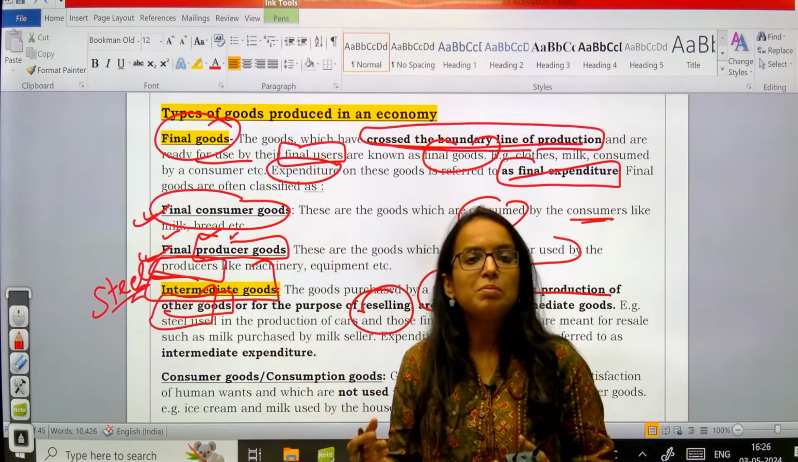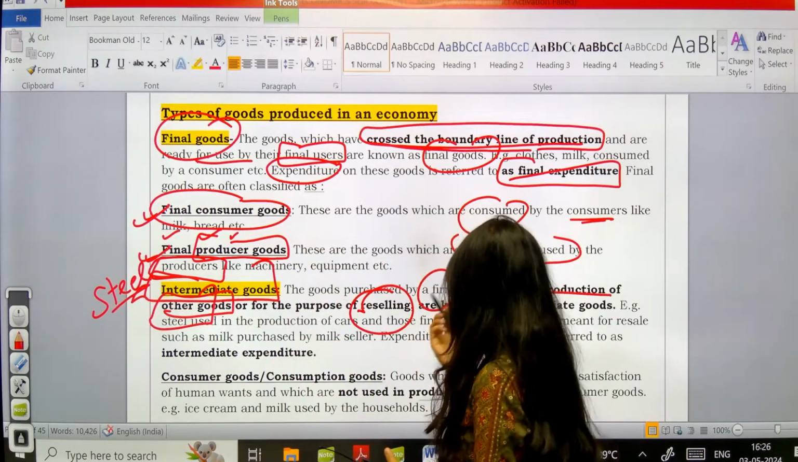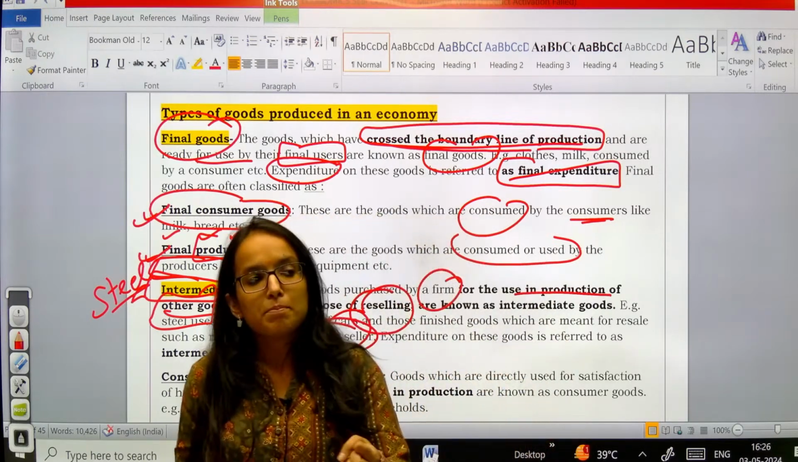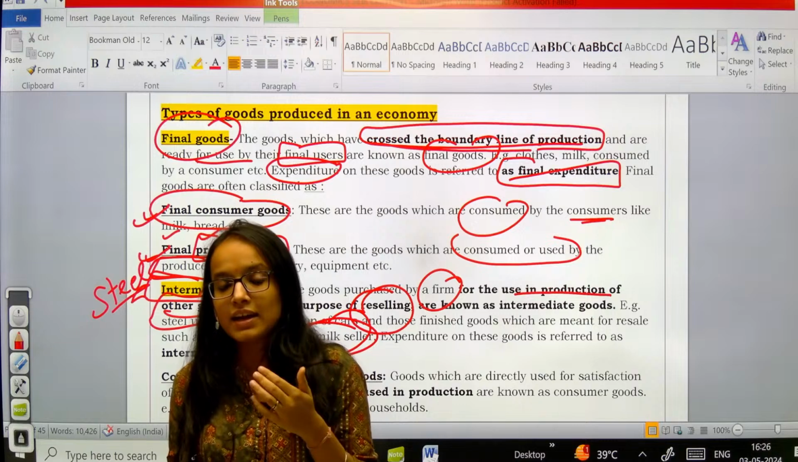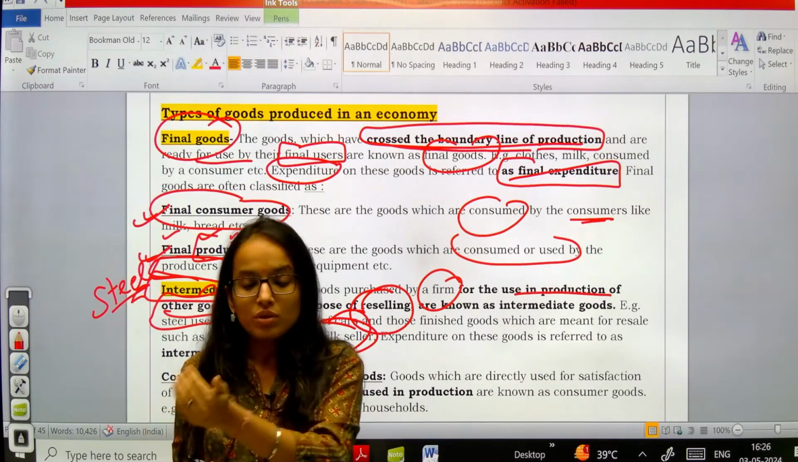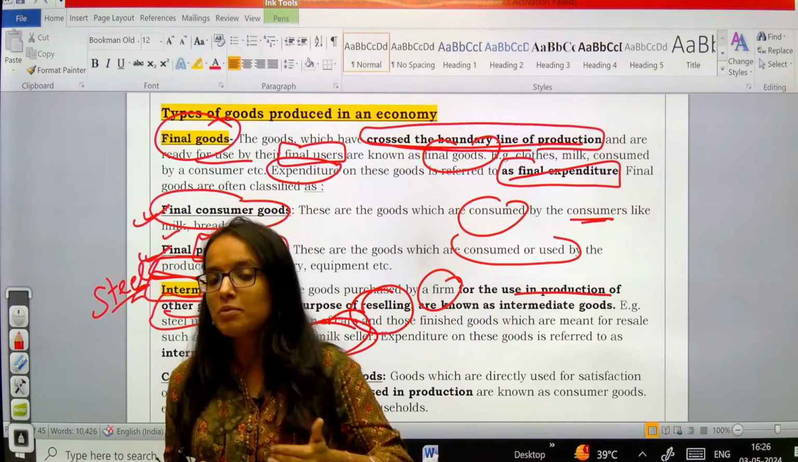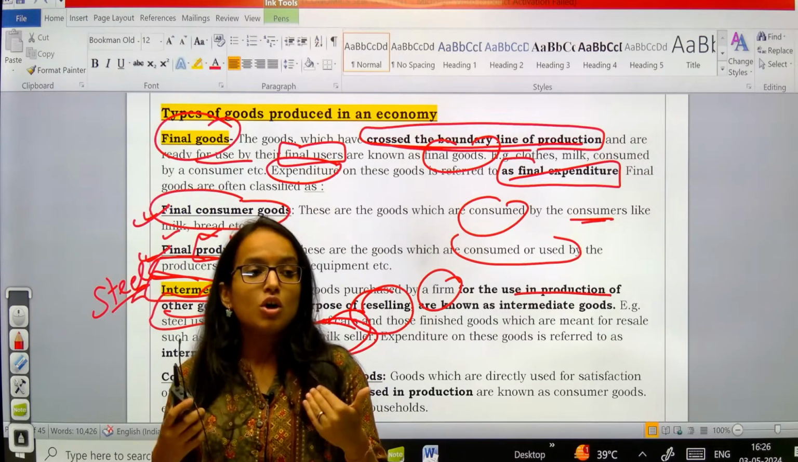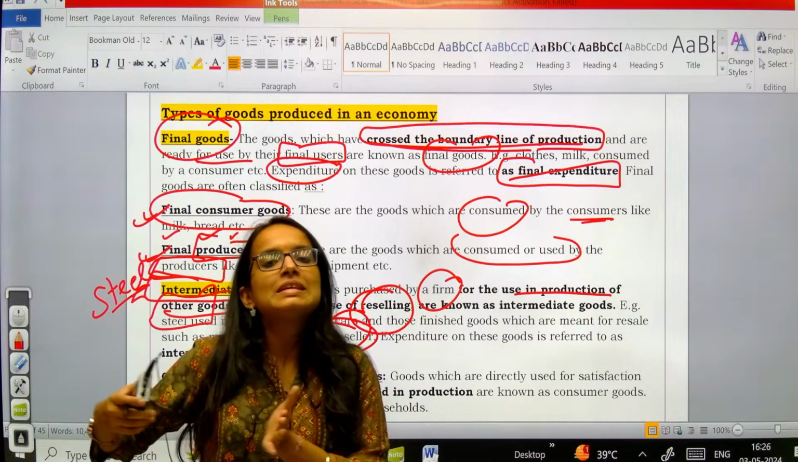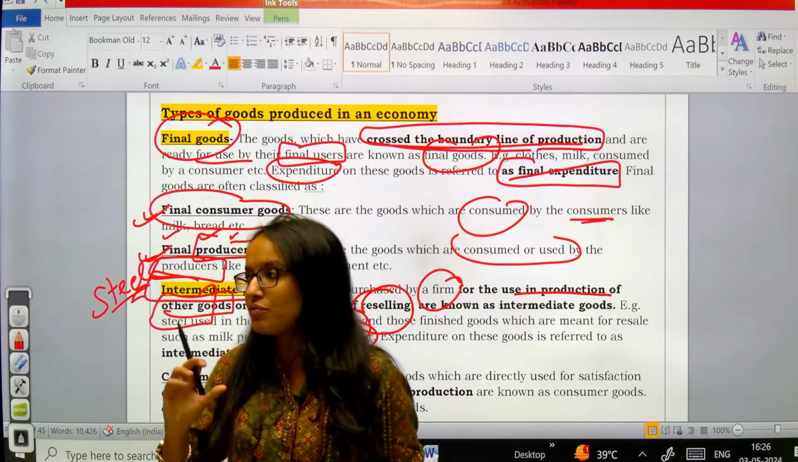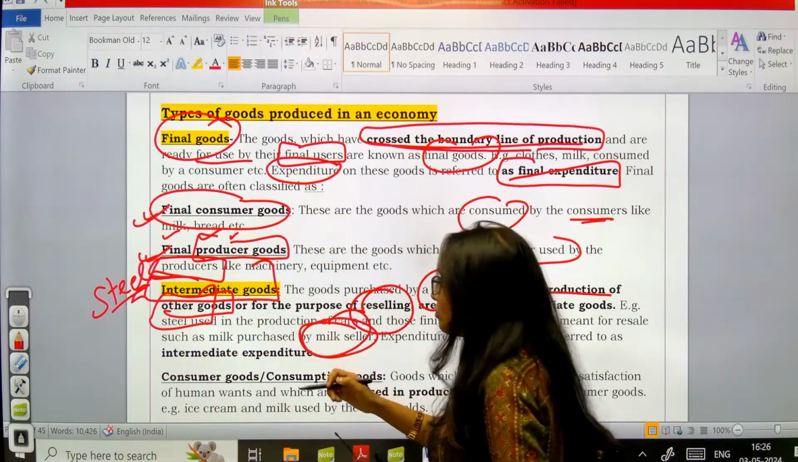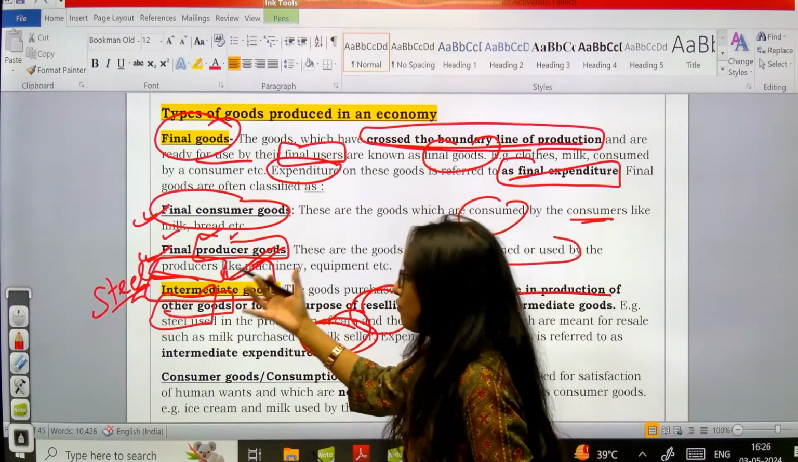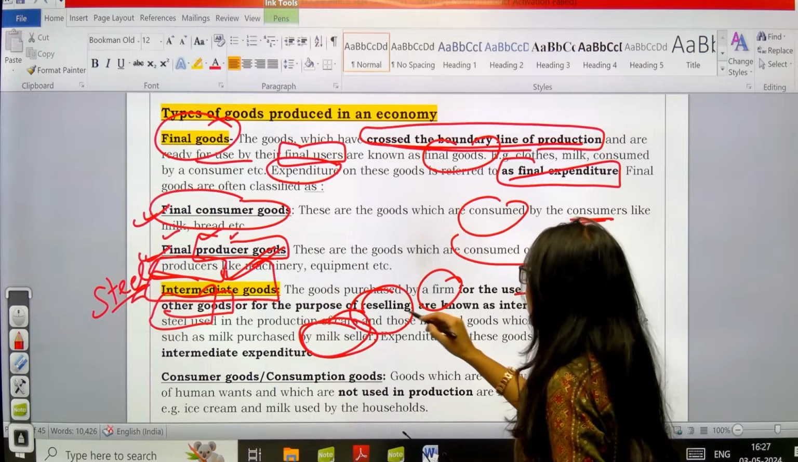Another example, a milkman. Say someone buys from a milk seller. The milk seller buys milk from somewhere and then sells it to you. So the milk seller did not buy the milk pouches for his or her own consumption or for the consumption of their household; they bought it to resell it, right? So for the purpose of reselling also these goods are used, and they are called intermediate goods. So either they are used for production of other goods or they are used for reselling.